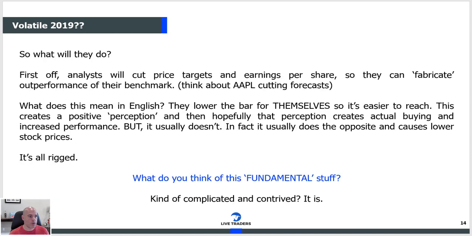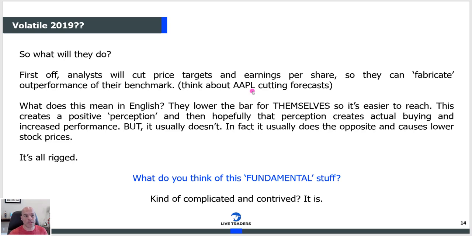So what do they do? They start talking to analysts. They start talking to money managers, other people they know in the industry. And they start cutting their price targets so they can fabricate outperformance of their benchmark. Think about Apple. In this case, it was the CEO who did it, but think about people coming out and warning you ahead of time. By warning you, they can lower their forecast.